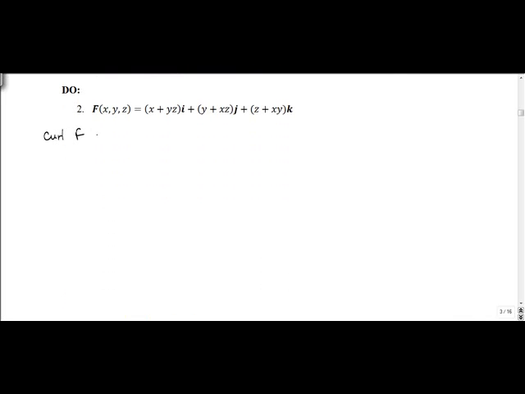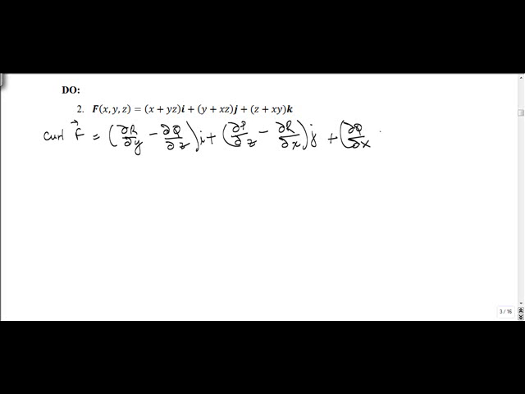Okay, so let me put the formula again for you. Curl F is partial R partial y minus partial Q partial z i, plus partial P partial z minus partial R partial x j, I forgot the i, plus partial Q partial x minus partial P partial y k. And then div is partial P partial x plus partial Q partial y plus partial R partial z.